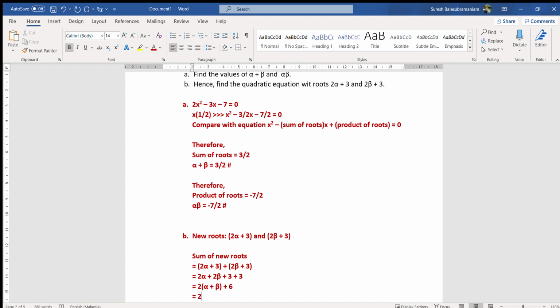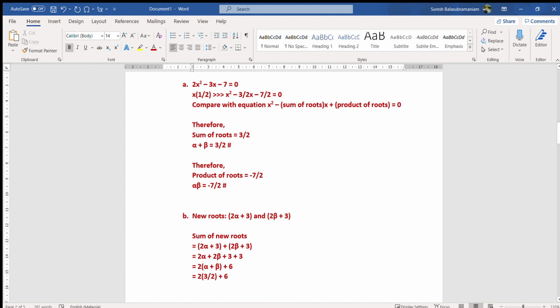So 2 times alpha plus beta, we know the sum of roots alpha plus beta is 3 over 2. Here it's 3 over 2. So we can just replace that into the sum of new roots: 2 times 3 over 2 plus 6 equals 2 times 3 over 2 is 3, plus 6 equals 9. Okay, so the sum of new roots is 9.